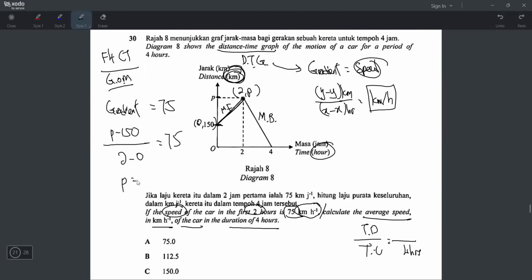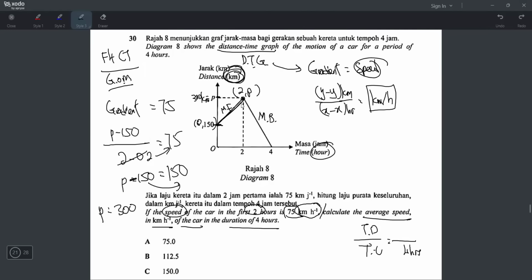So P minus 150 equals, what's 2 minus 0? It's just 2, right? Then the 2 moves over and becomes times. So 75 times 2 is 150. So your P will be 150 plus 150, which is 300. So 300 is the P. But that's not the total distance. You don't go and write 300 here. No, that's wrong. The total distance traveled is not 300.